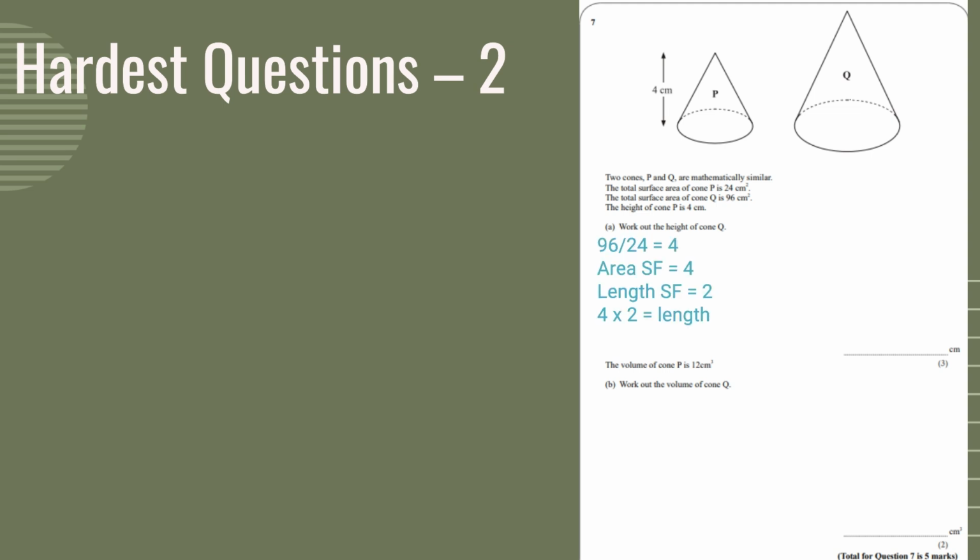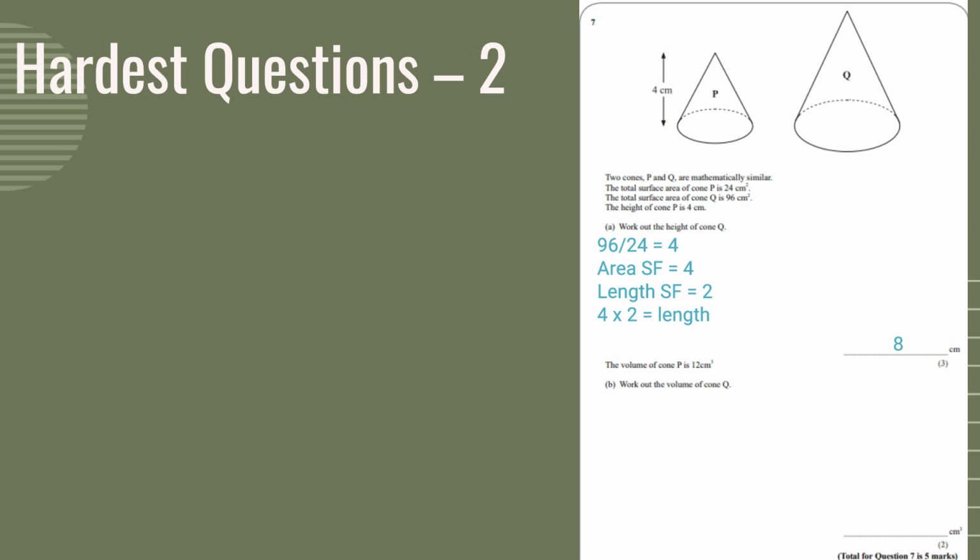So here we do 96 divided by 24, which is 4, and that is our area scale factor, meaning if we square root it, we get our length scale factor to equal 2. 4 times 2 equals our length. So our length, which is the height in this instance, so the height of cone Q is 8 cm.